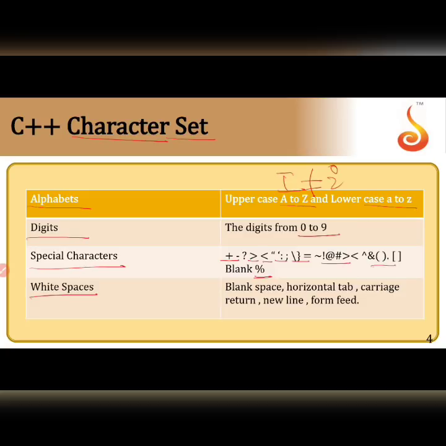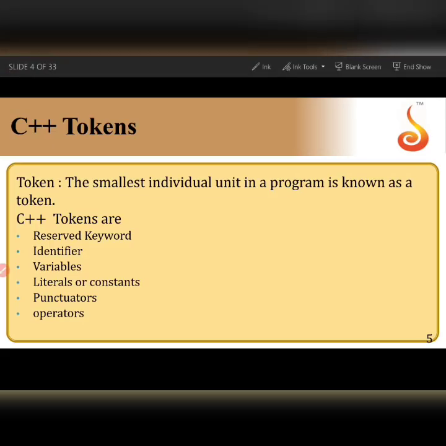Next is white spaces. White spaces are the spaces encountered in a program. For example, a new line, either using \n or endl. Carriage return is nothing but your enter key. In the same way you have even a blank space. All these are white spaces encountered in a program. Together, all of this would form the C++ character set.